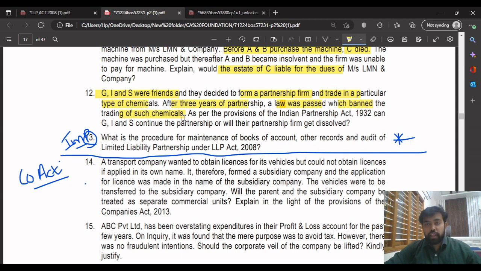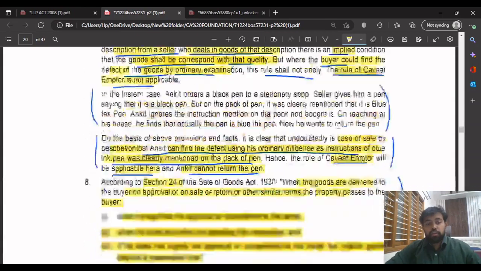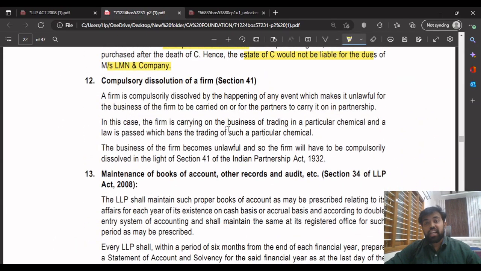And you have to write the answer as given in the suggested answer, as given in the material. Same thing which they have given here. So the requirement of the question is whether they can continue the partnership or the partnership firm will get dissolved. So the answer is yes, the partnership firm will get dissolved because it became illegal. But the important two lines which the students will tend to forget, for that they can cut the marks. I'm telling you, compulsory dissolution of the firm will happen as per section 41. If you can remember, these two complete sentences are very important.